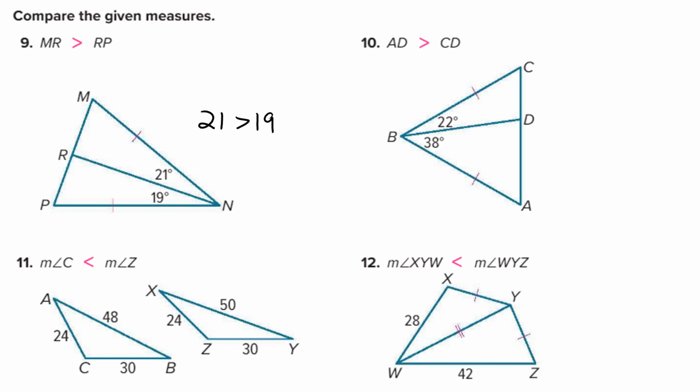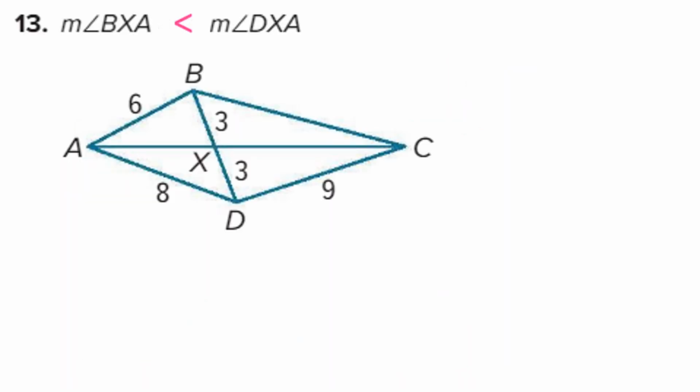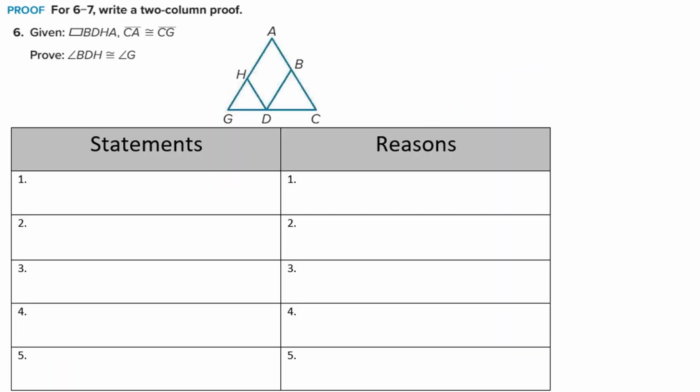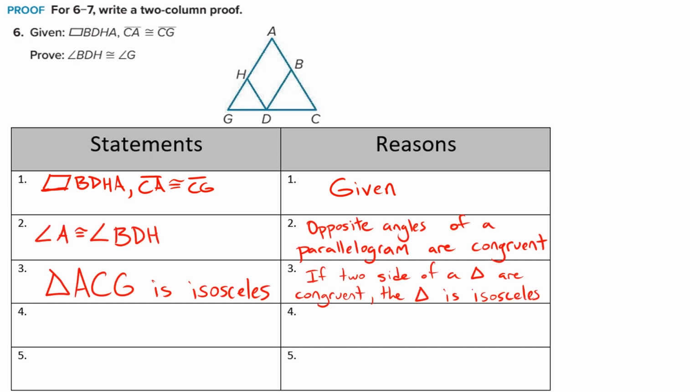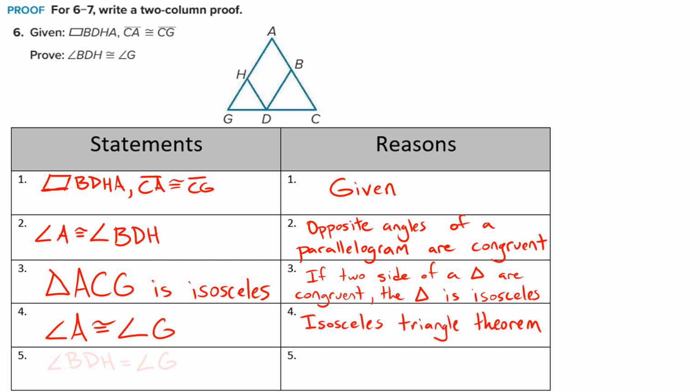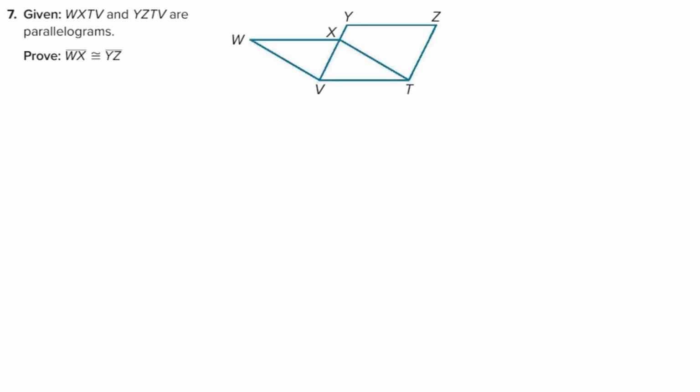Here we have used the converse of the Hinge Theorem, and this is what you get. Then we have done the proof of question 6 in our last video on part 2. So this is how the steps are going to be there. The statements and the reasons. This is the two-column proof. Go through it in detail and you will get all the steps as in part 2 of the video.